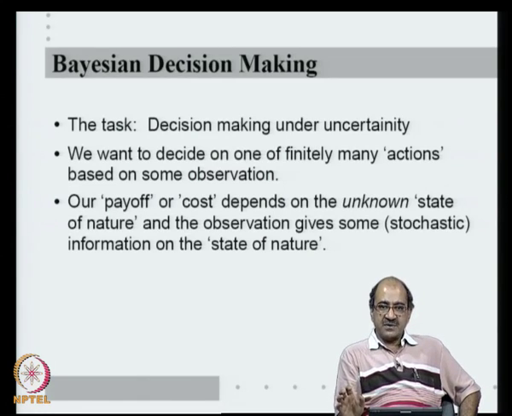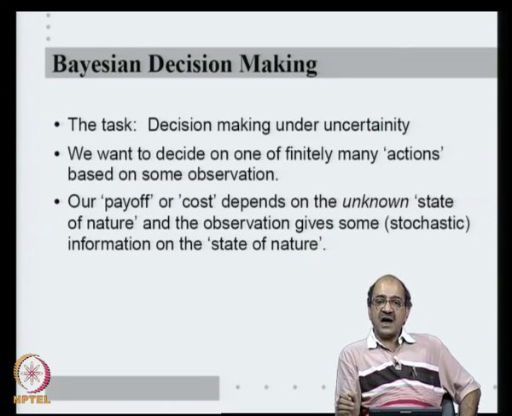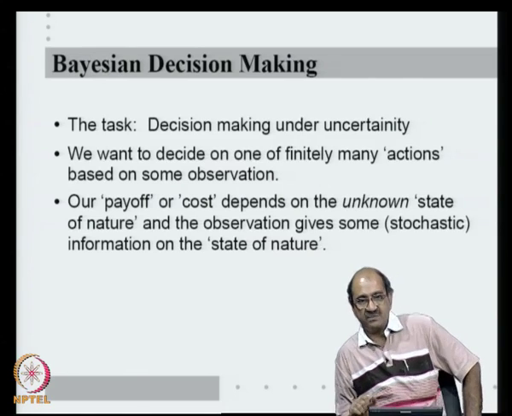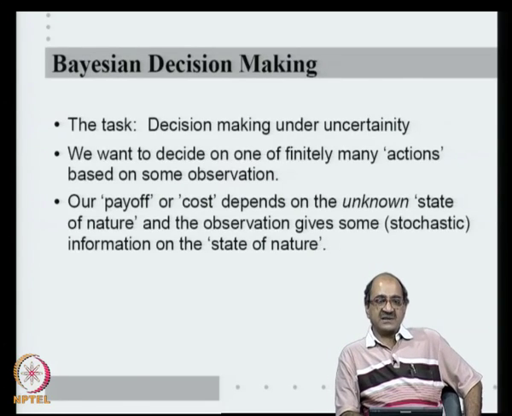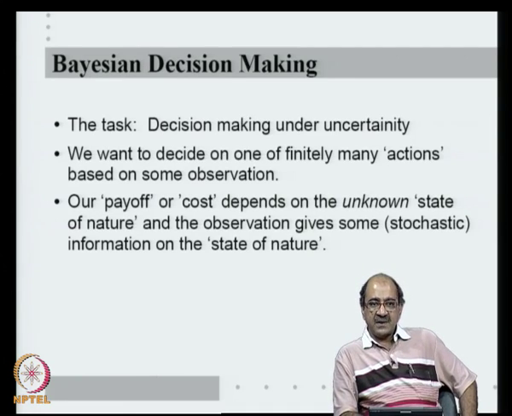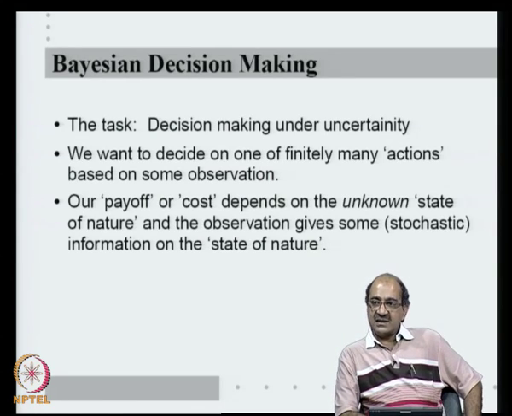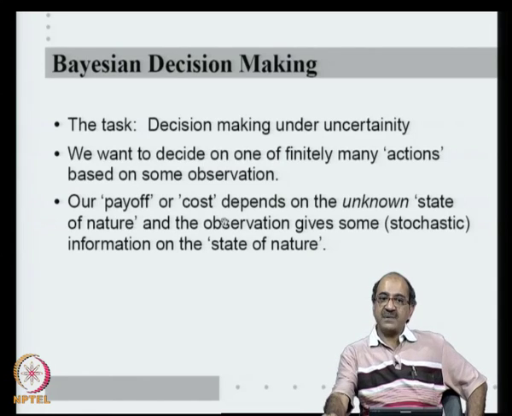So, based on this observation that gives me some information on the state of nature, I have to make my action, and for a given action my payoff or cost depends on the actual state of nature, which is unknown to me. So, once again in this example of deciding whether or not there is an enemy aircraft, based on my observation of the radar signal, I make a decision of sounding an alarm or bombing. Then whether that is right or wrong, and hence the cost incurred, depends on truly whether or not there is an enemy aircraft.